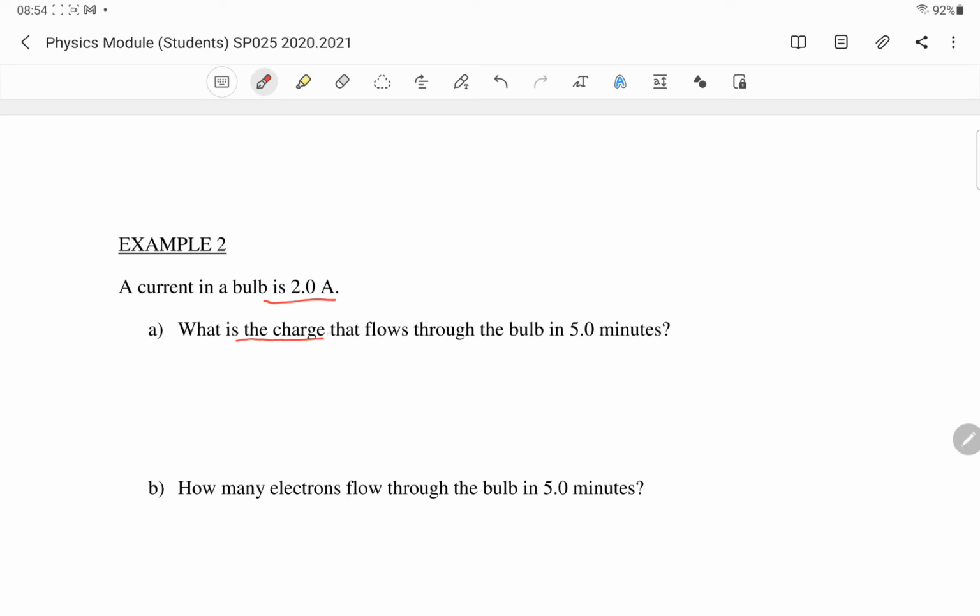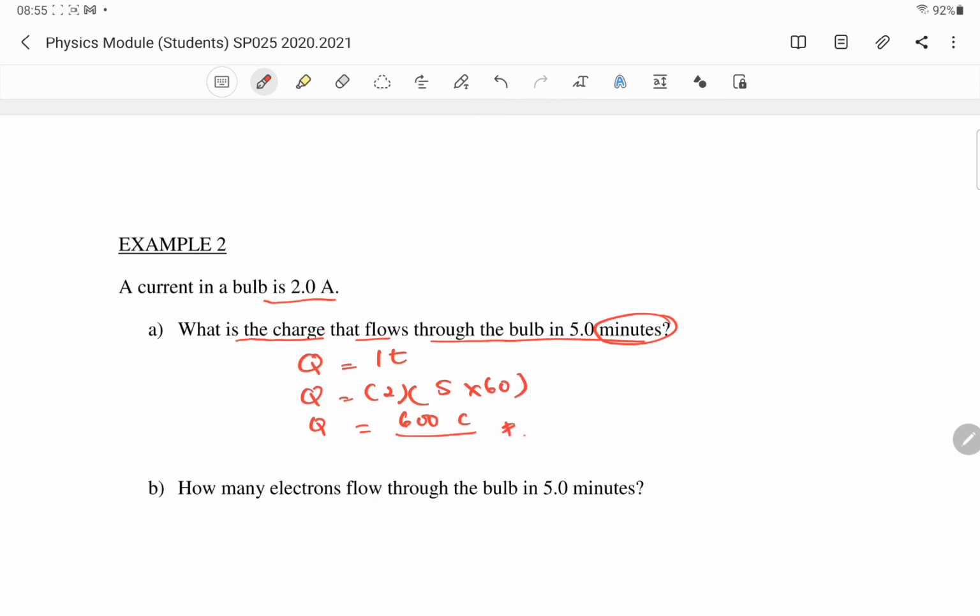What is the charge that flows through the bulb in 5 minutes? Okay, charge. So Q is equal to IT. Q, I is 2, T is in minutes, so you have to convert to seconds, 5 times 60. So Q is 6,000 coulomb.